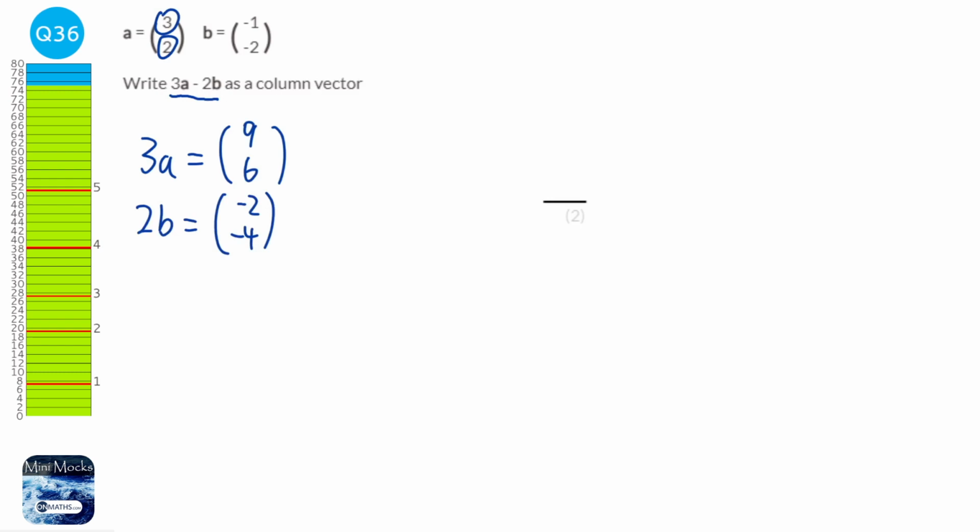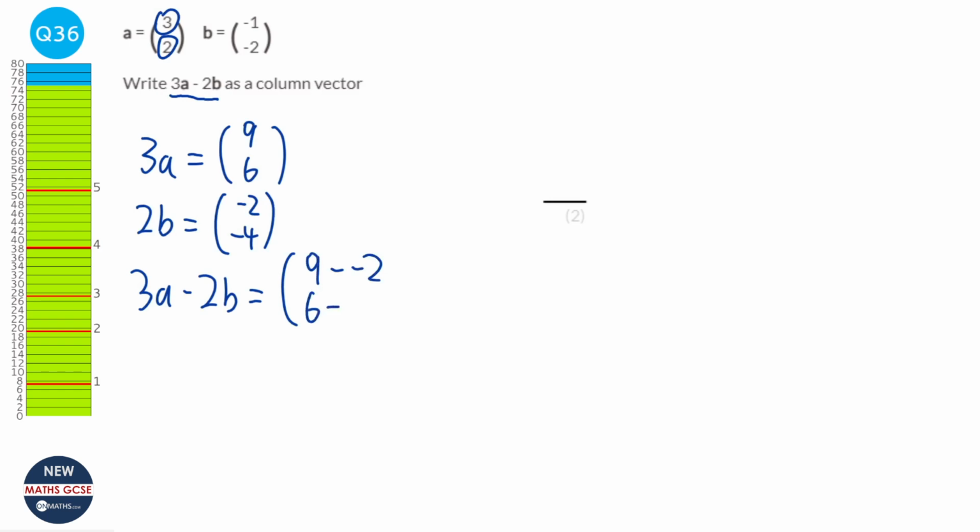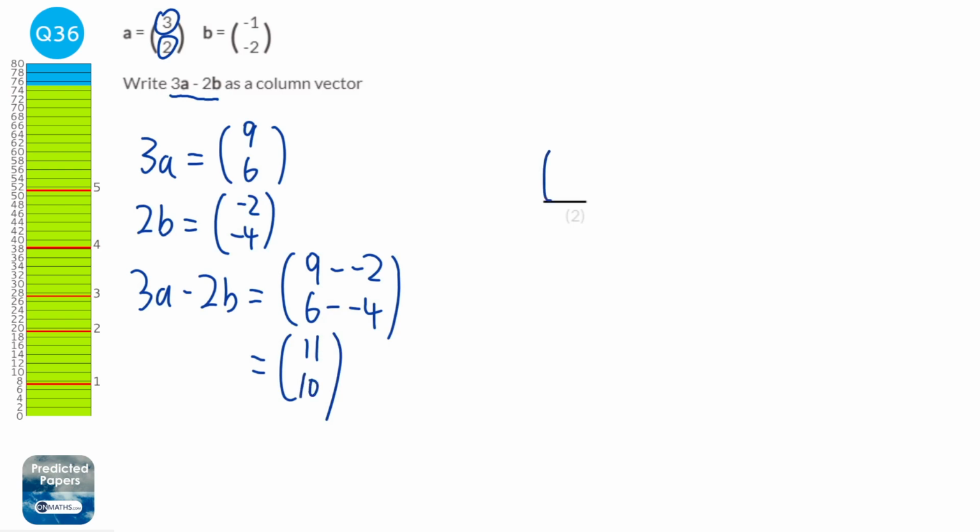And so 3a take away 2b is going to be 3a, which is 9 at the top, take away, and then the 2b, which is minus 2. And then the bottom will be 6, take away, minus 4. And so that's going to be 9 plus 2, which is 11. 6 plus 4, which is 10. So the vector is going to be 11 at the top, 10 at the bottom.